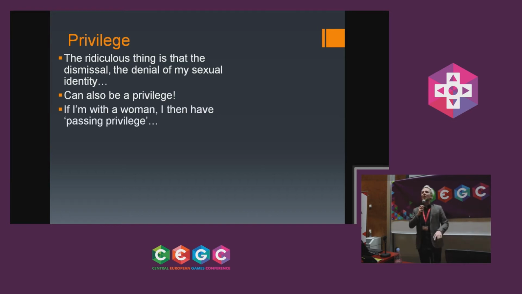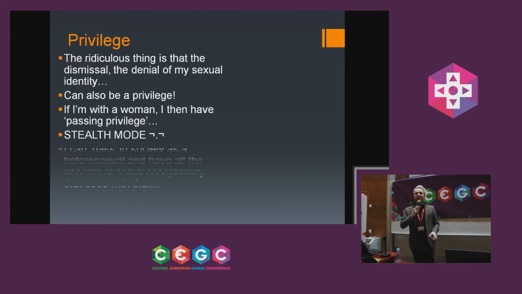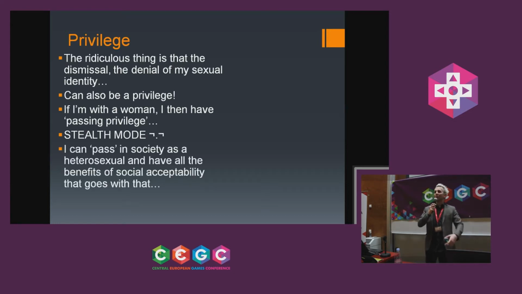But if I'm with a woman, then I have passing privilege. Basically, people will think I'm heterosexual, and so this is what I like to call stealth mode. So basically, I can pass for a heterosexual person and have all the benefits of social acceptability that go with that in society. If I'm dating a woman, then this is quite a nice thing.